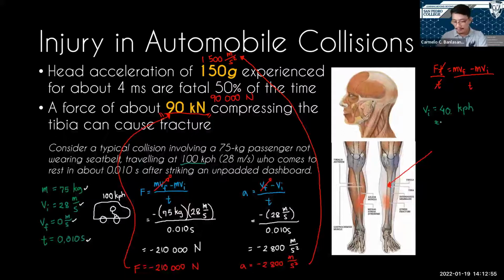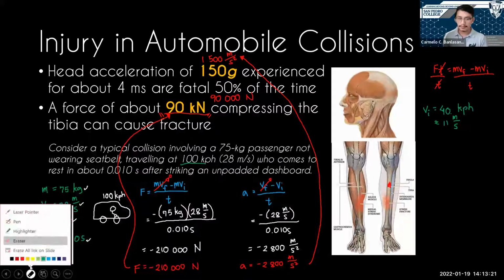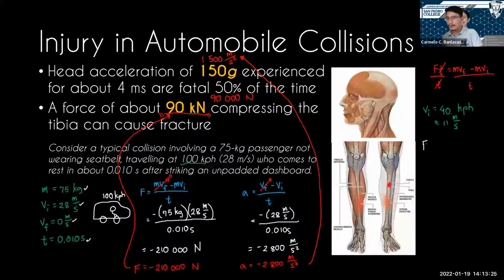Convert natin yan into meters per second, standard. That is, just divide 40,000 divided by 3,600. That's 11 meters per second. So let's assume, what if kaya yung driver na yan nag-travel lang siya at the speed limit? So calculate natin yung force. Force is equal to negative, mass is 75 kilograms. Final velocity, initial velocity rather. Speed limit 11 meters per second divided by the time, which is 0.010 seconds. And how much force will be felt by the driver or by the passenger?